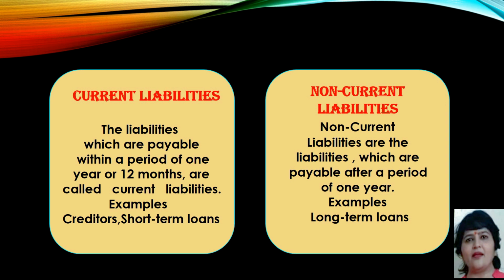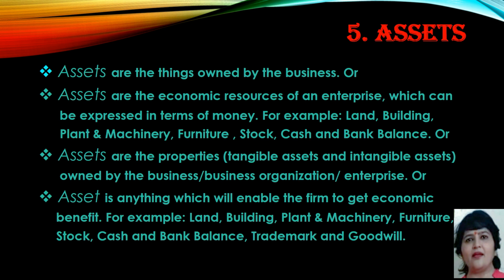Second type of liabilities are non-current liabilities. Non-current liabilities are those liabilities which are payable after a period of 1 year. And the examples: long-term loans, the loan which has been taken from the bank or from the financial institutions for more than 1 year, for 2 years, 3 years, 4 years, 5 years, they all will come in the category of long-term or non-current liabilities.